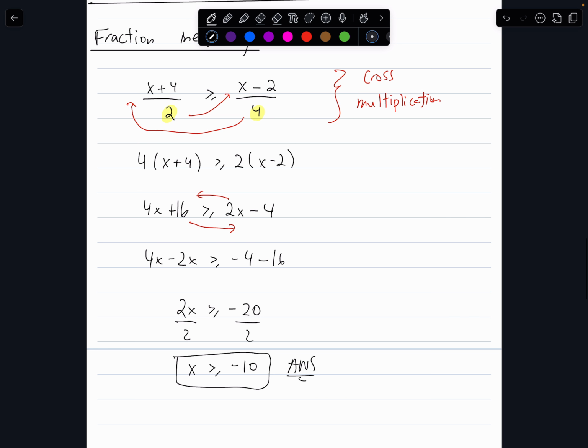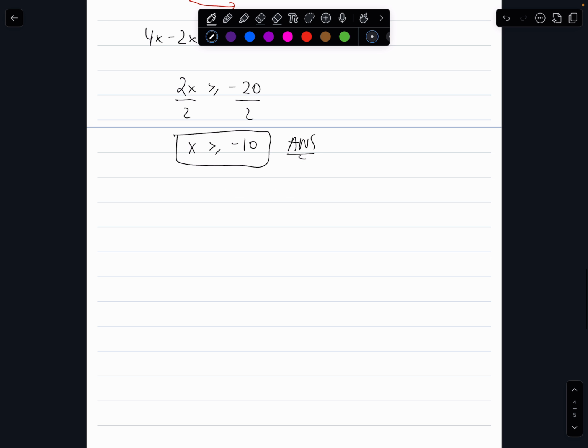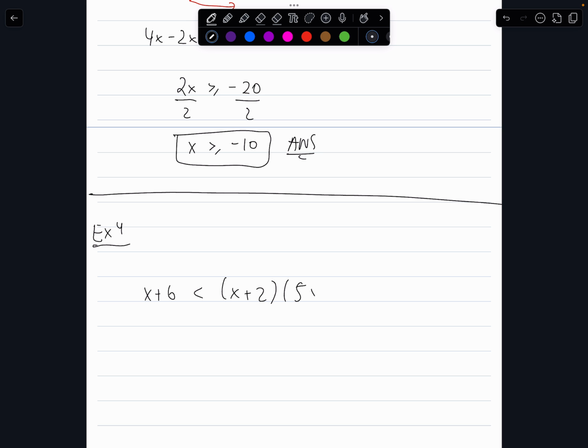So with fraction questions, cross multiplication is a great strategy to have. Okay, let's go into a little bit of a harder one. I'm going to try something a little bit more tricky. Let's do this as the last example for this lesson. So what if I had something like this? x plus 6 is less than (x plus 2)(5x plus 3).